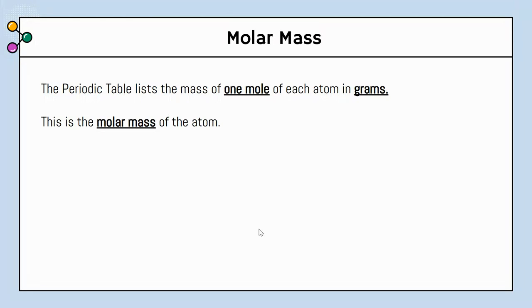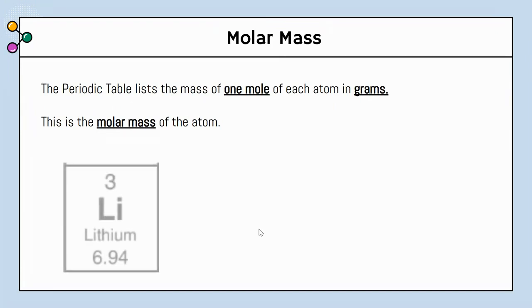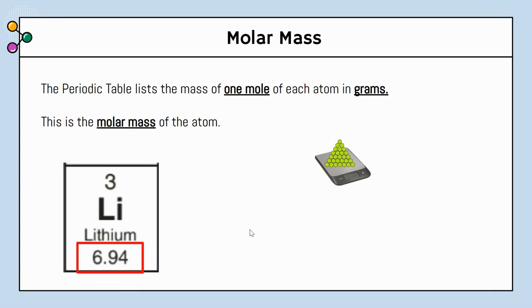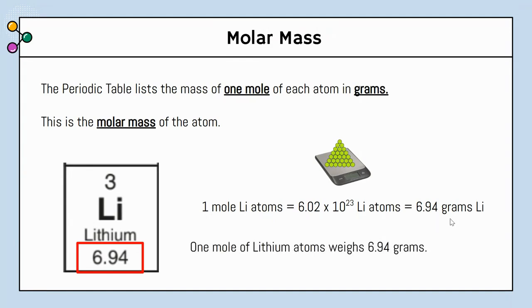We'll see that the periodic table lists the mass of 1 mole of each atom in grams. For instance, if I look at lithium on the periodic table, at the very bottom you'll see a number, usually a decimal, 6.94 in terms of lithium. If I were to weigh 1 mole of lithium atoms, I would find that it would equal 6.94 grams. In other words, 1 mole of lithium atoms is the same thing as 6.02 times 10 to the 23 lithium atoms, which would weigh 6.94 grams. So 1 mole of lithium atoms weighs that number, 6.94 grams.